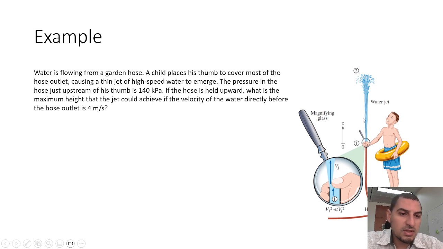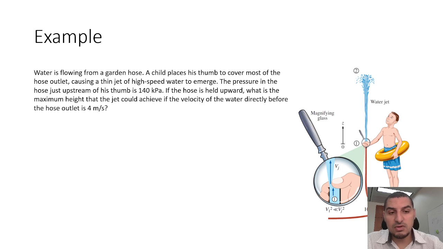So the pressure here is 140 kilopascal. Of course it comes out, and as it comes out, it's in atmospheric conditions, so the pressure outside is atmospheric pressure. The hose is held upward, so the water will go up. The question is, what is the maximum height that the jet could achieve if the velocity of water directly above the hose is 4 meters per second? We know that it's going upward until it reaches the maximum height, and at the maximum height, the velocity would be zero. Otherwise, it will keep going upward.